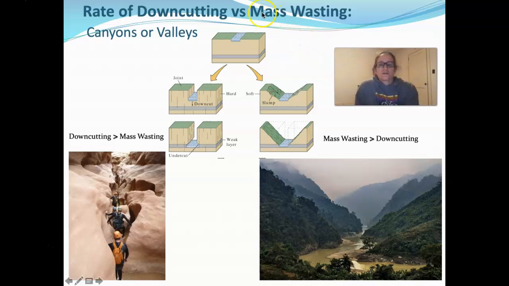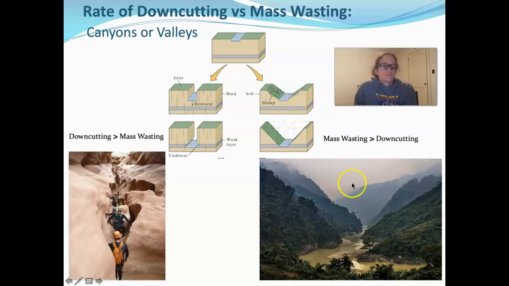If we start here with a block diagram with a stream in it, if the rocks are all the same hardness as in this block diagram on the left, there may just be down cutting into a canyon, like a slot canyon here on the left. When we get to the bottom here, there's a weaker layer, maybe that spreads out the energy, and so you have a slot canyon with a wider base to it. That would happen here on the left.